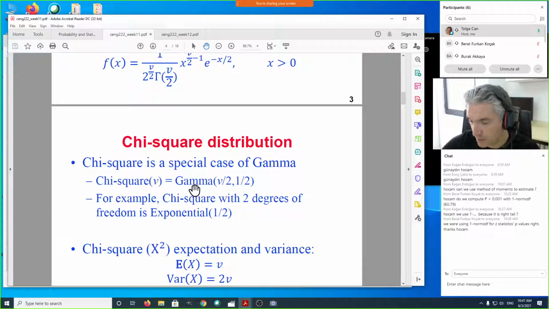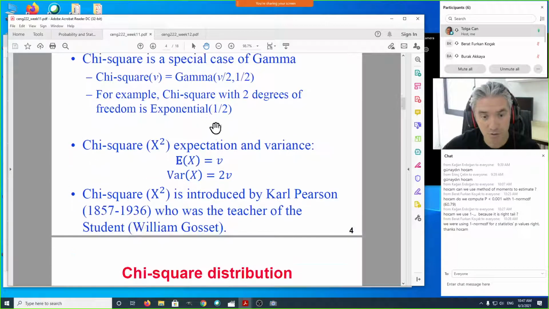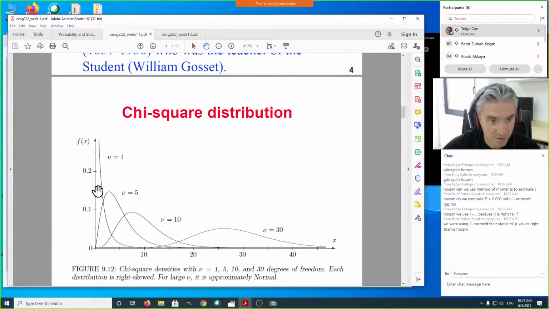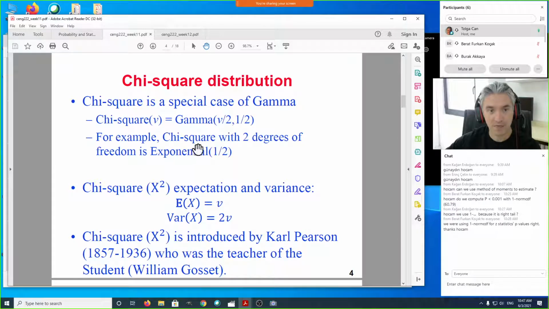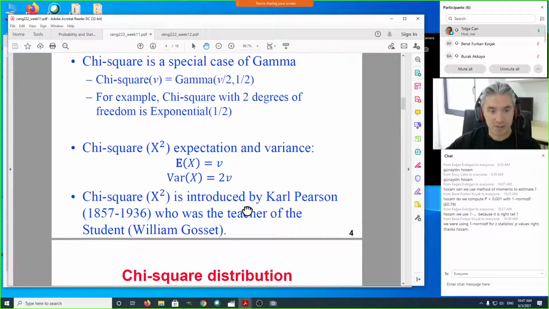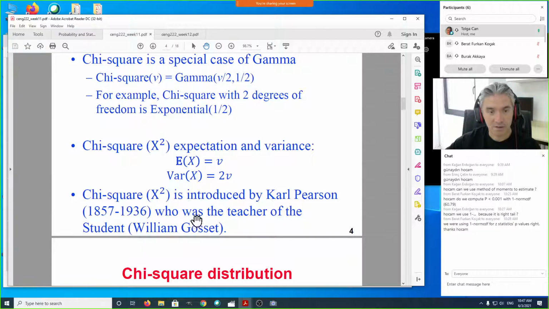Gamma, if you remember, was a summation of exponentials, which were waiting times, which were always positive. So chi-square therefore starts at 0, it's always positive. That's why it looked like chi-square with 2 degrees of freedom is exponential with 1 over 2. When I looked at this figure and when I solved that, I thought, oh, it looks like exponential. So I wasn't wrong actually. Chi-square with 2 degrees of freedom is going to be gamma with 1 over 2, so it will be exponential with lambda 1 over 2. And it has this expectation and variance, and we have covered this history about chi-square.